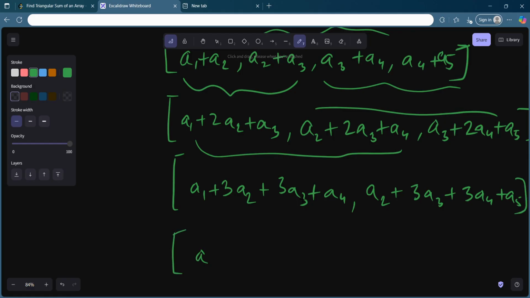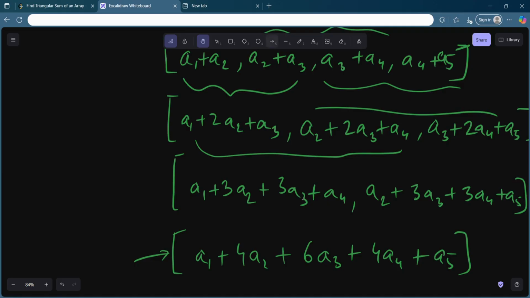And if you sum the last two elements, you will get a simple 1, 4, and not 4a3, it will be 6a3, right? 3 plus 3 is there, so it will be a1 plus 4a2 plus 6a3 plus 4a4 plus a5. So this is the last element which you want to return.